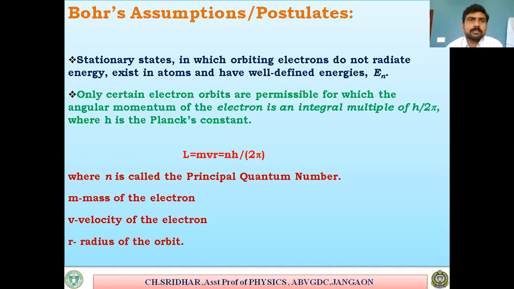So the second postulate of Bohr gives the quantization condition of the orbiting electron, or the quantization condition of the angular momentum. The angular momentum must be an integral multiple of h by 2 pi. So not all values are possible for the angular momentum. Only certain values are possible, which are the integral multiples of h by 2 pi.